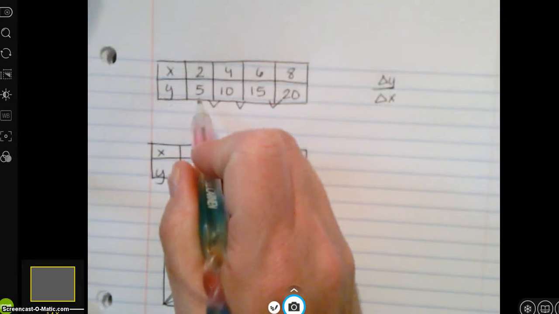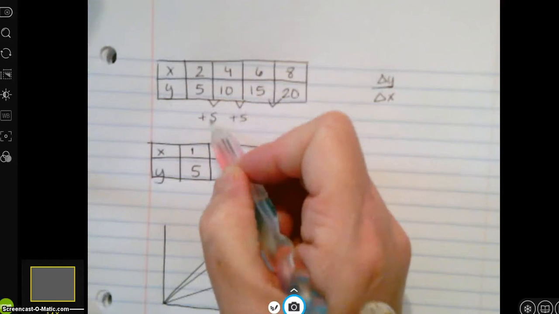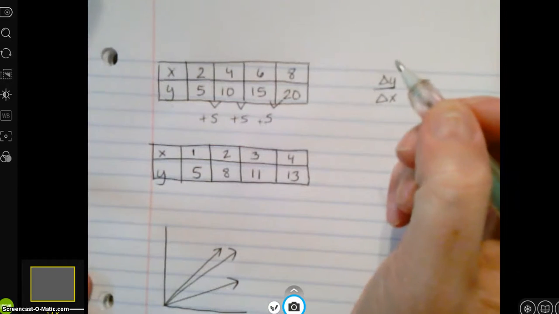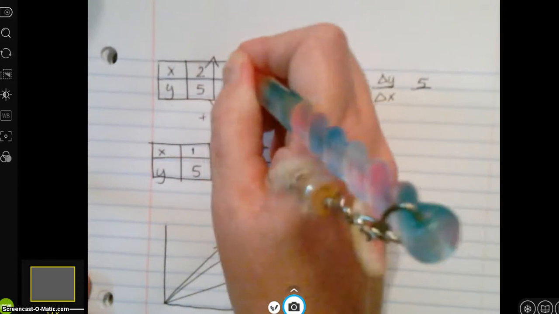And once you do that, we just say, okay, well, how much is it from here to here? Plus 5, right? How about from there to there? And if you don't know, you just say, well, 10 minus 5, 15 minus 10, 20 minus 15, and we get 5. So our change in y is 5. So we have a constant change in y. Now we're looking to see if we have a constant rate in change in x. So how much is that changing by each time? By 2, right? Each time it goes by 2. So my change in x is 2.